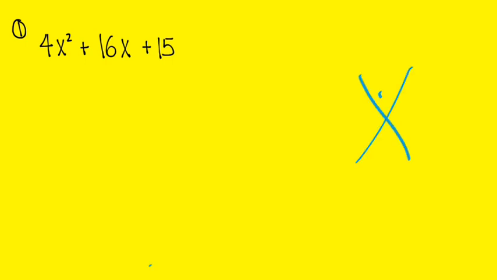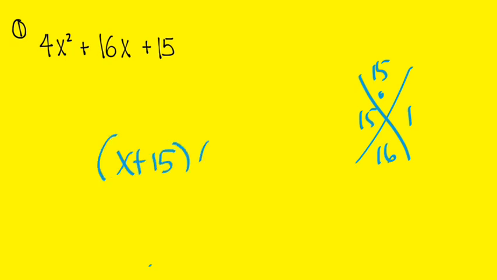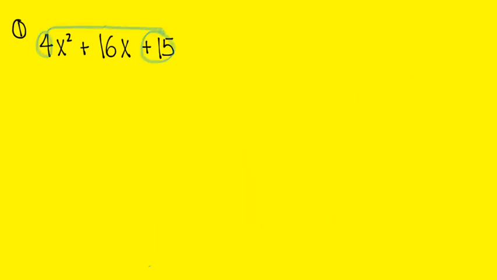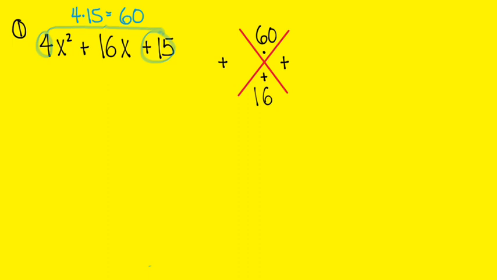Okay, so I have AC method. I just did a little example in class for my other classes. So if I have 4 times 15, that's 60. So I need the factors of 60 that will add up to be 16. And I see they're both positive because it's positive 15 and positive 16.